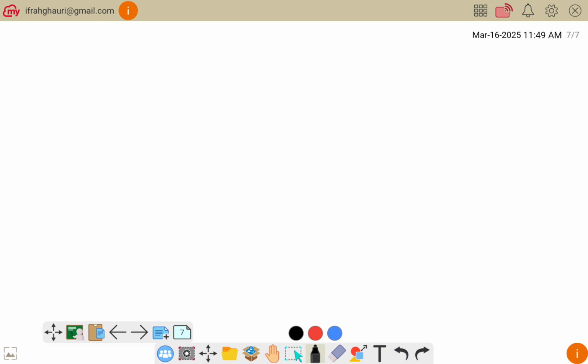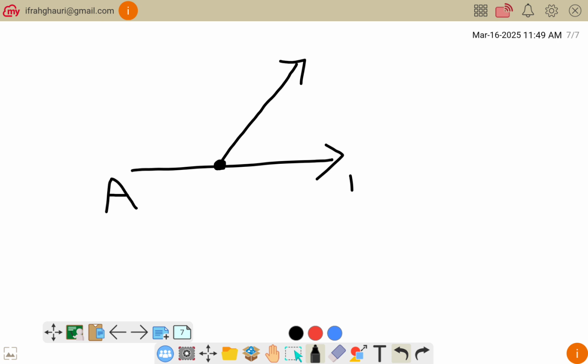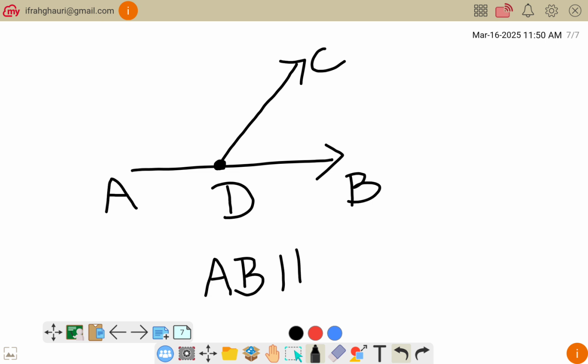Now, there is another type of line which are meeting each other, but they are neither parallel nor perpendicular. These are two lines A, B, C, D that are not parallel. They are neither parallel nor perpendicular, so they are non-parallel lines. How do I represent them? AB is not parallel to CD. So this is how I represent non-parallel lines.